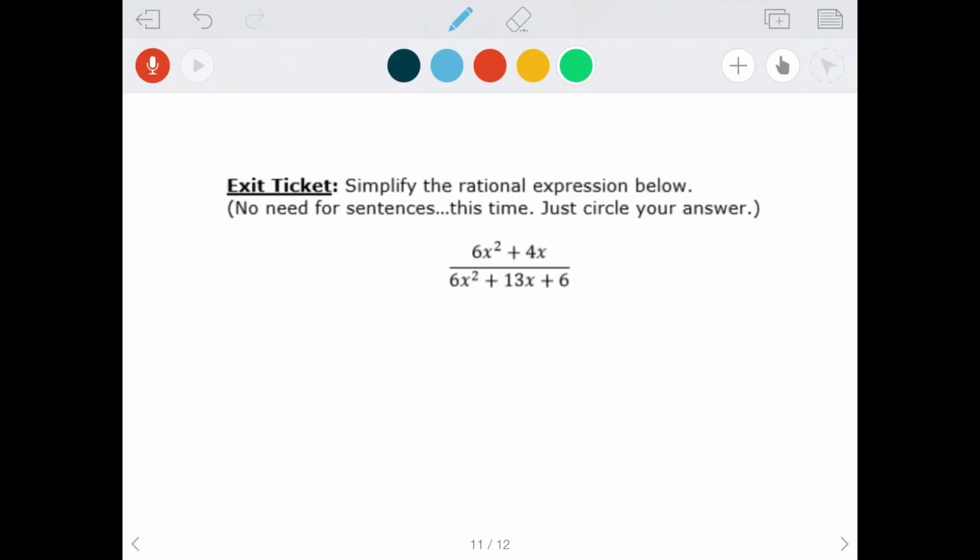So your last part of this is your exit ticket. You are going to simplify the rational expression below. You do not need sentences this time. You're welcome. I am very happy to allow you to not write this time. Don't tell Miss Calloway. Just circle your answer, and then you can check with Miss Calloway to make sure it is correct.